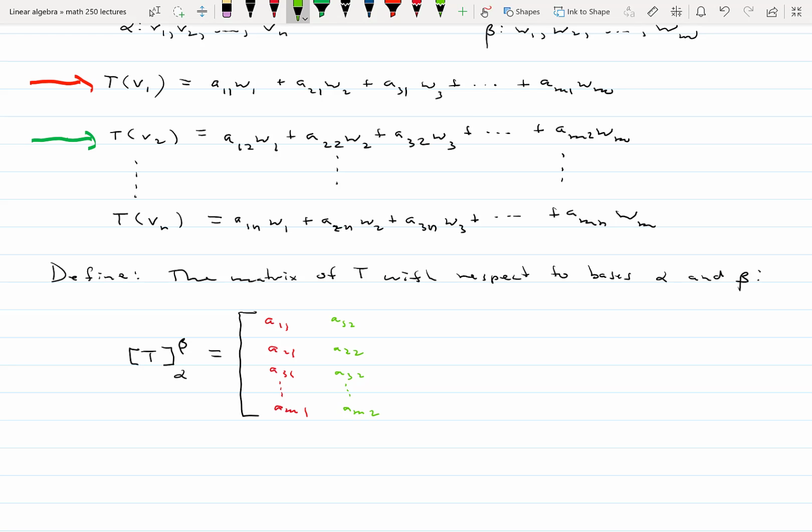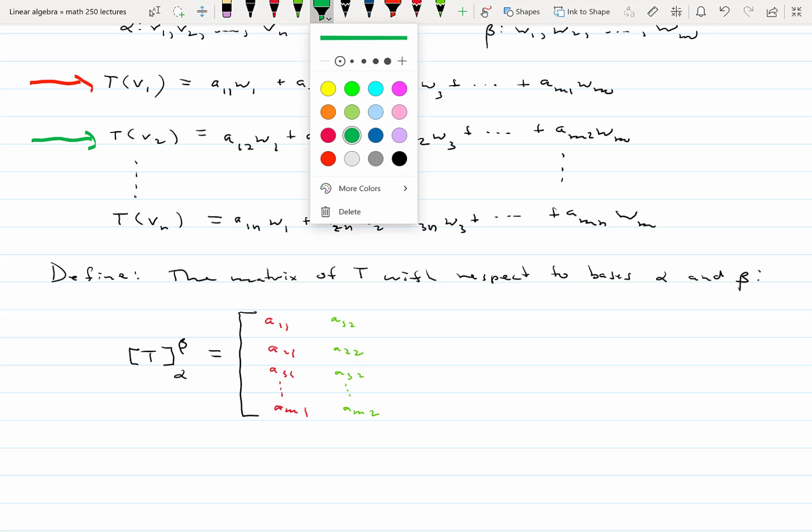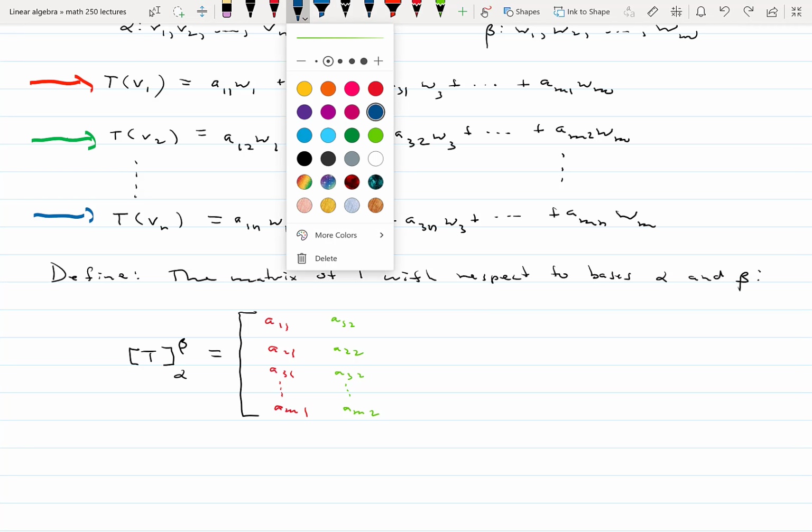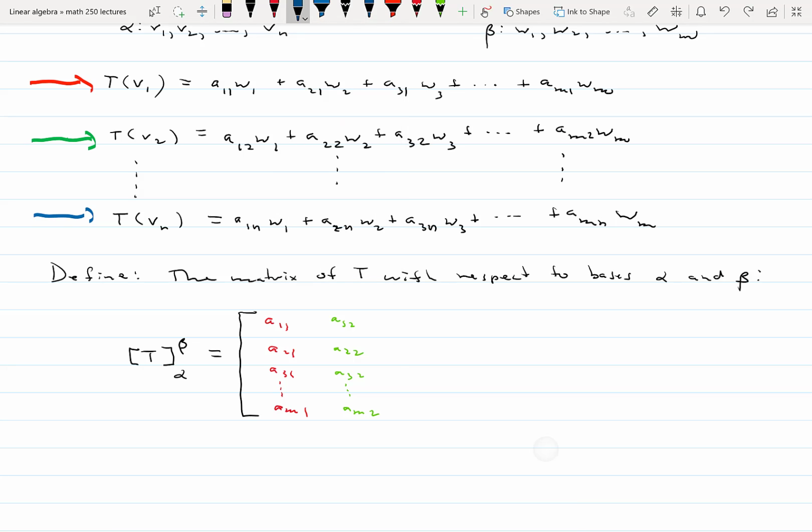Okay, and we'll continue this process until we get to, I guess we'll do blue, T of Vn. Let's take the coordinates of that vector and put them as the last column in this matrix we're defining, a matrix of T with respect to alpha and beta. Okay, so A1n, A2n, oops, this marker's kind of thick here. Let me change, just go to a pen. Give me a second here. Okay, here we go.